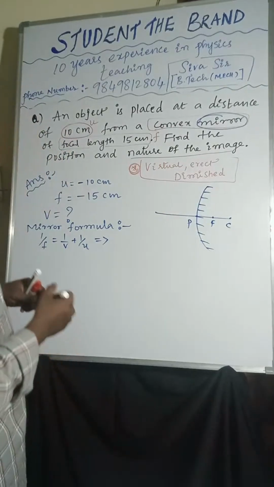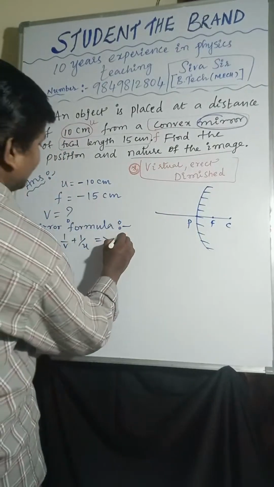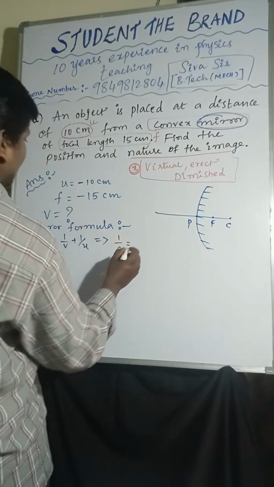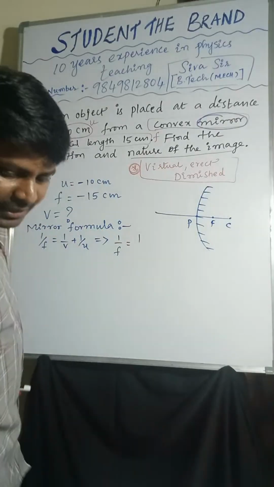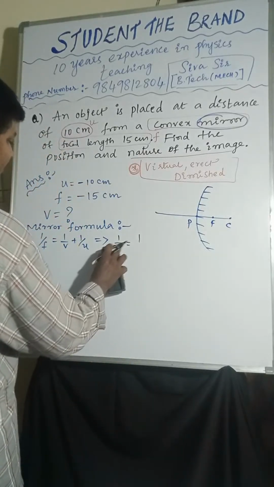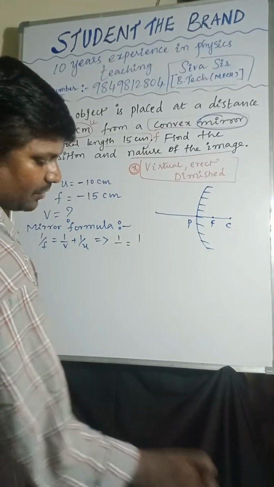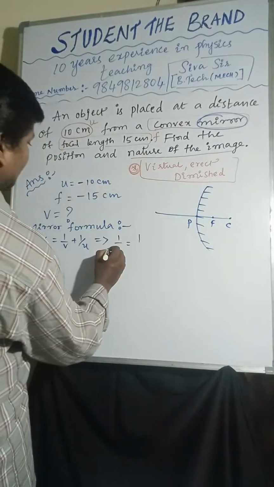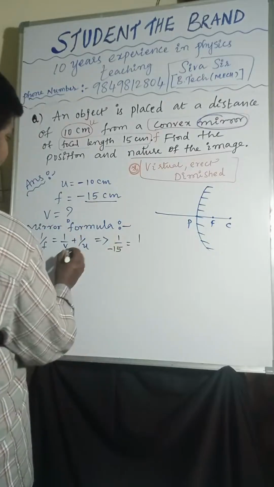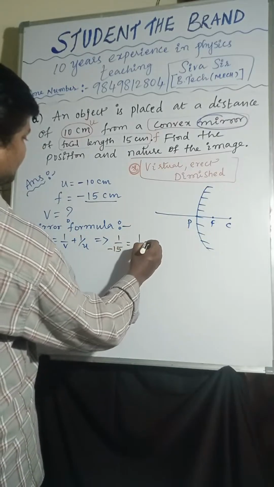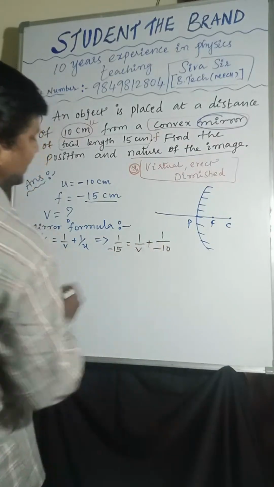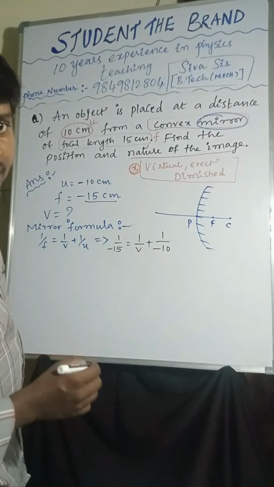If you substitute the values, 1 by f equals 1 by v plus 1 by u. We have to find v. Here we already know the focal length, so substitute it. What is the focal length value? Value of focal length is minus 15. So 1 by minus 15 equals 1 by v plus 1 by minus 10.